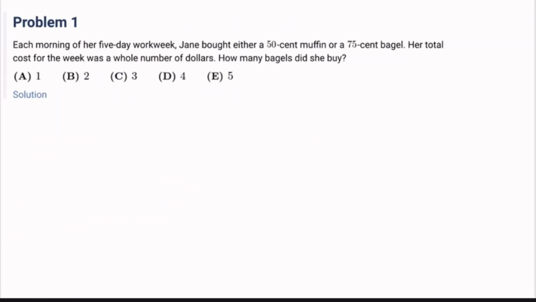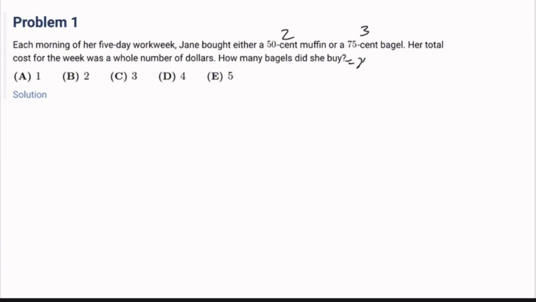Each morning over a 5-day work week, Jane bought either a 50-cent muffin or a 75-cent bagel. Her total cost for the week was a whole number of dollars. How many bagels did she buy? We can divide these by 25, right? So to get 2 cents for muffins and 3 cents for bagels, so a whole number of dollars, that would mean 100 divided by 25 equals 4, so that's a multiple of 4.